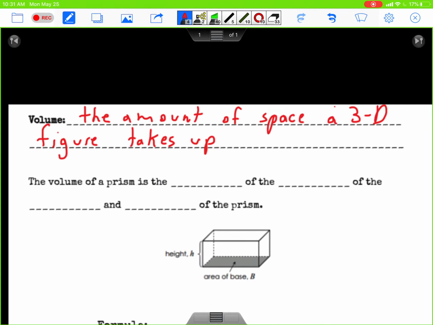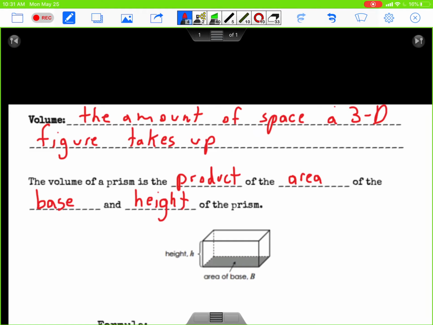When we're getting volume of a prism, it's pretty simple. It's the product. Remember, product means multiplication. It's the product of the area of the base and the height of the prism. So that's what it's going to be for all the prisms. Area of the base and then times the height of the prism.